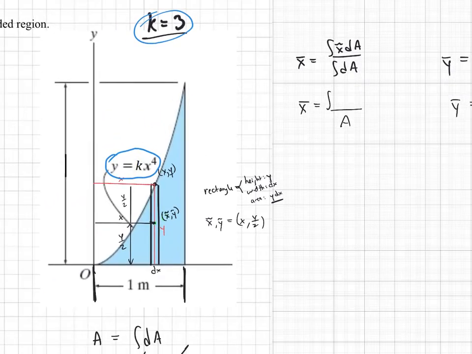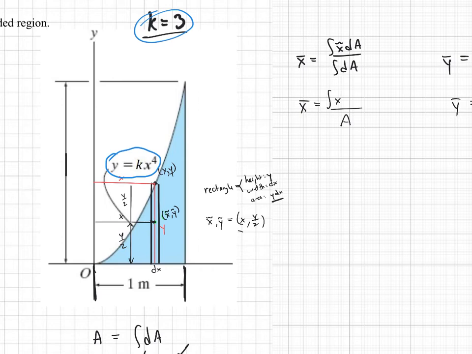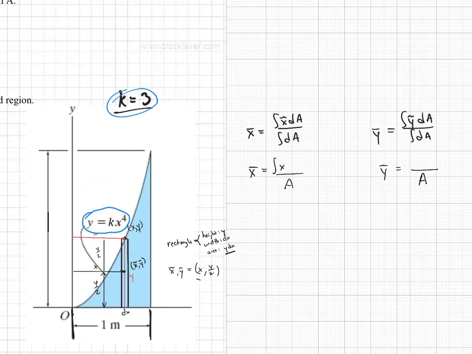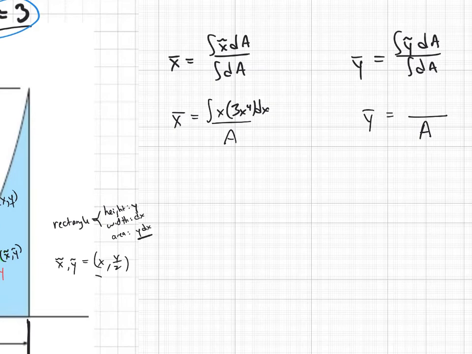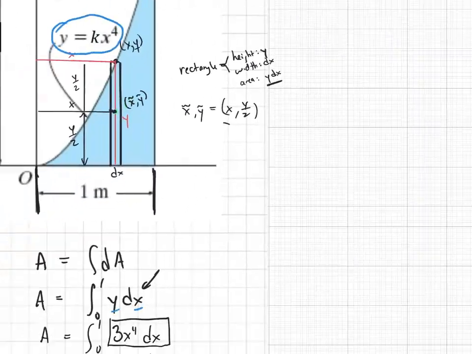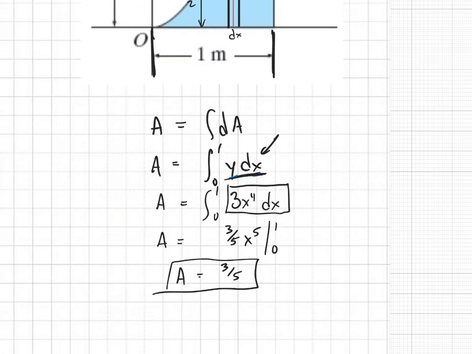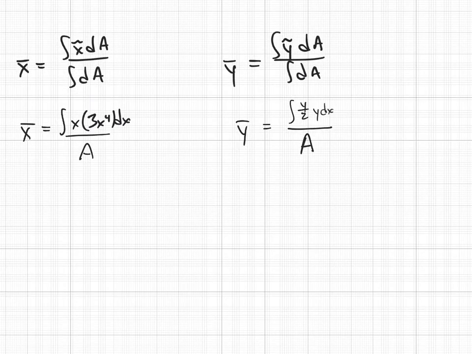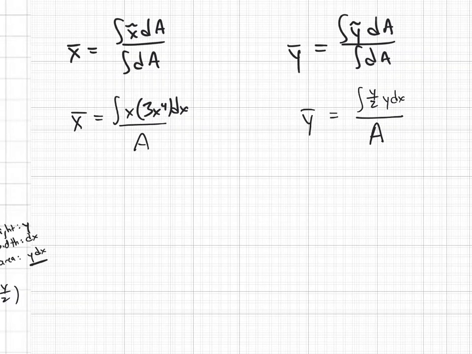And now we need the x tilde. The x tilde over here is x. Now we need the dA, which I can plug in wherever I want. I'm going to plug in the dA right here, because I know I'm going to need it in terms of x. So 3x to the fourth dx. Over here at y, I'm going to get the integral of y over 2, and for the dA, I'm going to leave it in terms of y, so y dx.